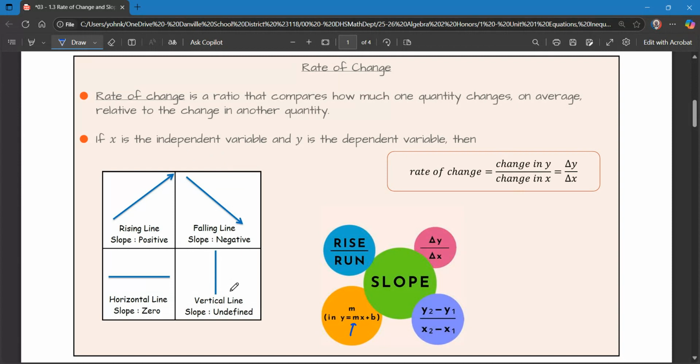I also gave you a picture over here just of some visuals of what slope can be. Slope can be a rising line where it's positive. Slope can be a falling line where it's negative. Slope can be 0 if you have a horizontal line. And slope is undefined if you have a vertical line. I always think of the V in vertical and the U in undefined kind of go together.